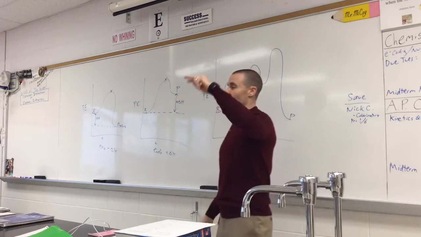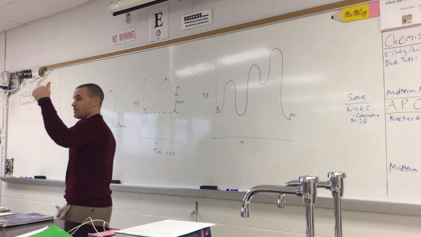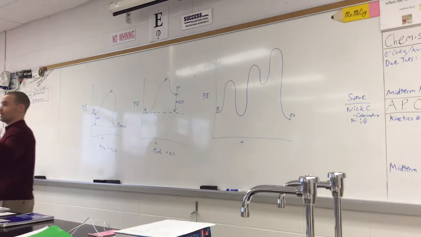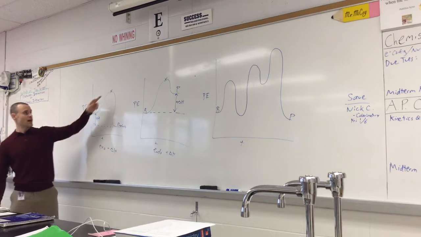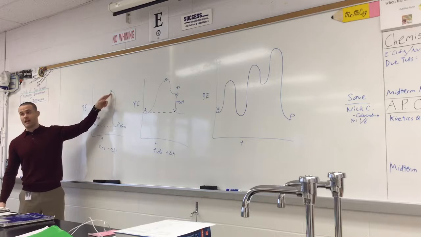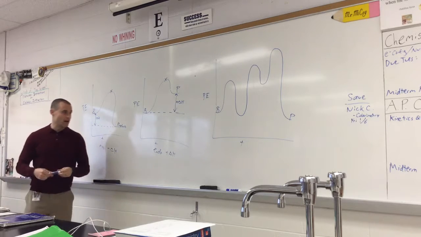What two things do you need for effective collisions? Proper orientation and sufficient energy. Right, they have to hit each other hard enough in the proper orientation. Okay, so that happens or doesn't happen right there. Okay, that's where they collide. Particles collide. All right.